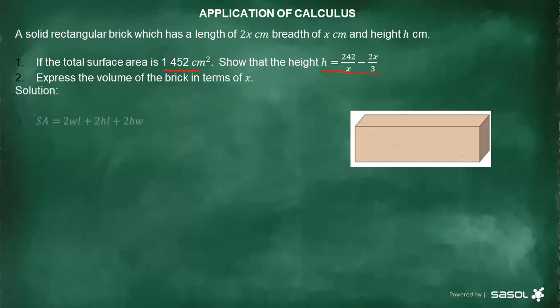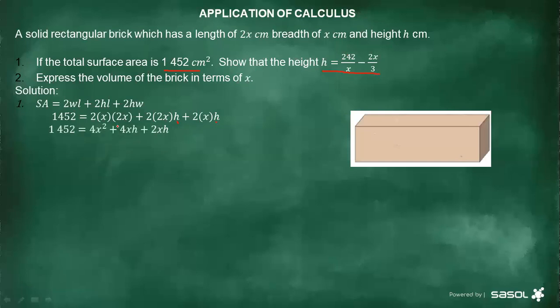You can see the surface area formula for the rectangular brick. Because we already have the surface area as 1,452, this is the area. Then you just substitute everything that we are having. You can see we've got h there, also h there. But remember, we should now make h the subject of the formula to show that h equals this.